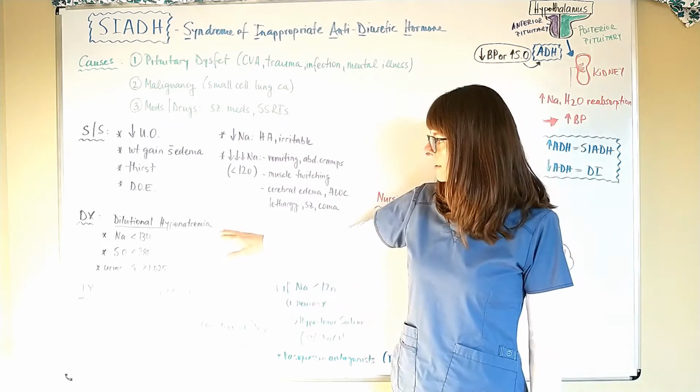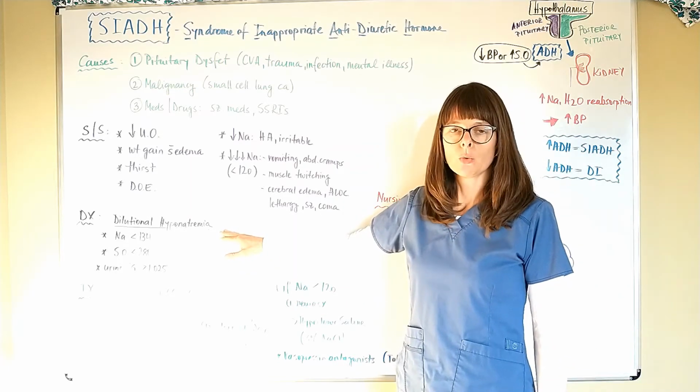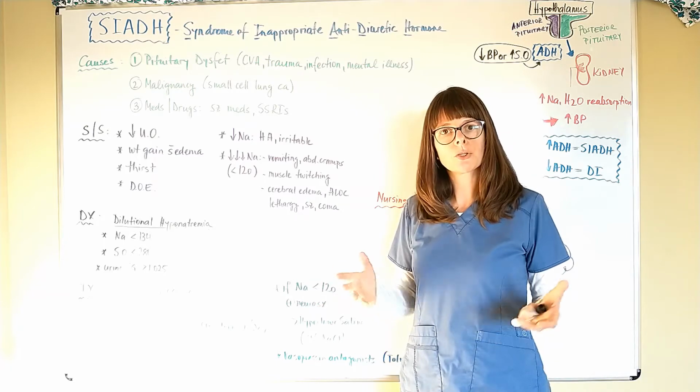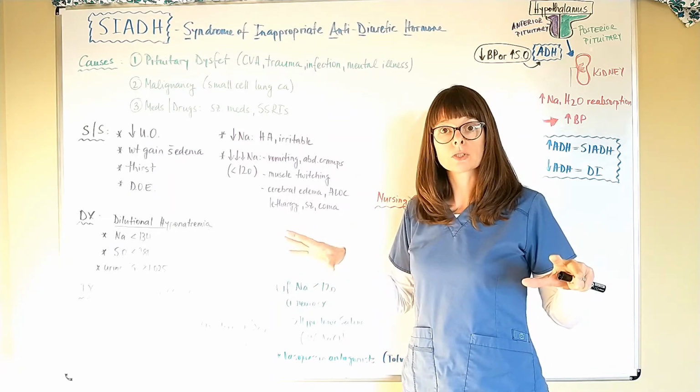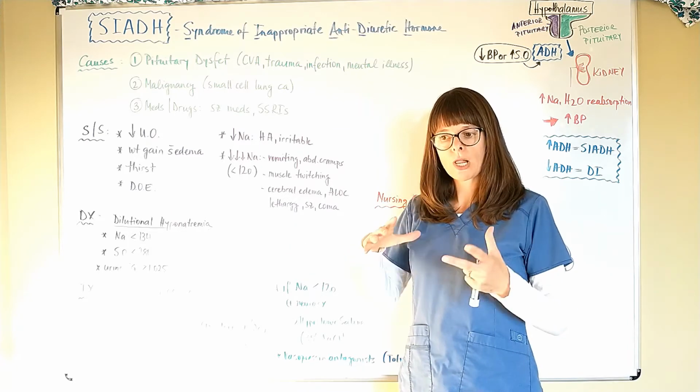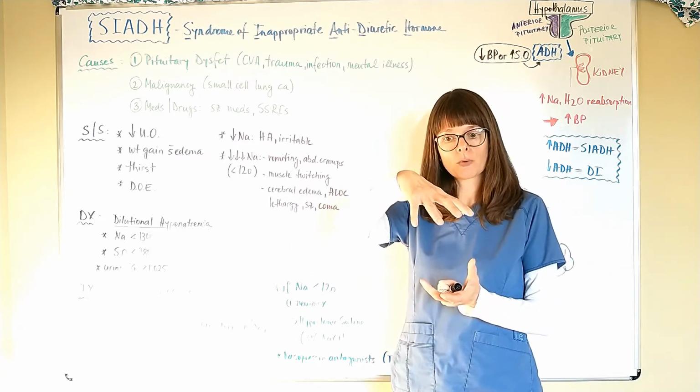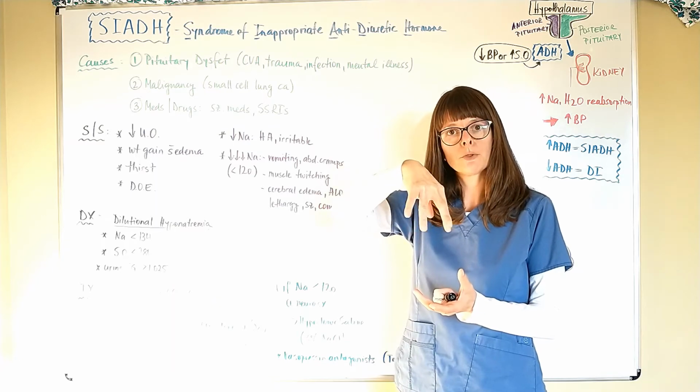So how is SIADH diagnosed? Basically, we will have dilutional hyponatremia, which basically means that too much volume, too much fluid is being reabsorbed, which dilutes out the sodium. So now, if you think about chemistry in a beaker, right, we have so much fluid and only a few particles.